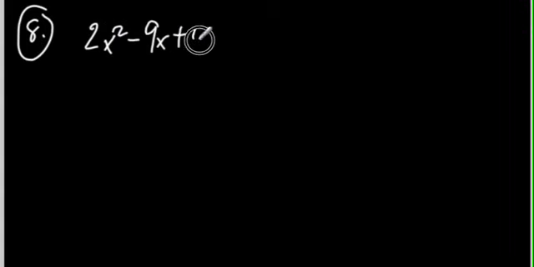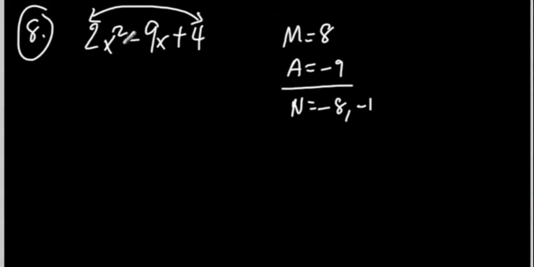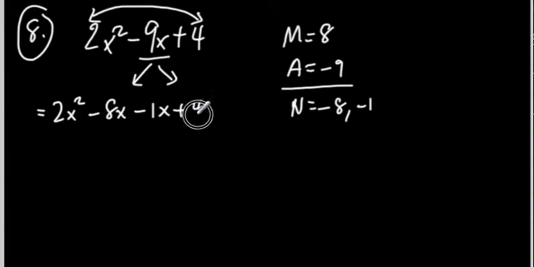All right, let's continue with number 8, which is 2x squared minus 9x plus 4. Remember that the first and last terms get multiplied, which is what the m stands for, so that's 8. A is the middle term that has the x, so in other words, it's minus 9. Two numbers that multiply to 8 and add up to negative 9 are negative 8 and negative 1. So the middle term will split, as we said before, so that's 2x squared minus 8x minus 1x plus 4.